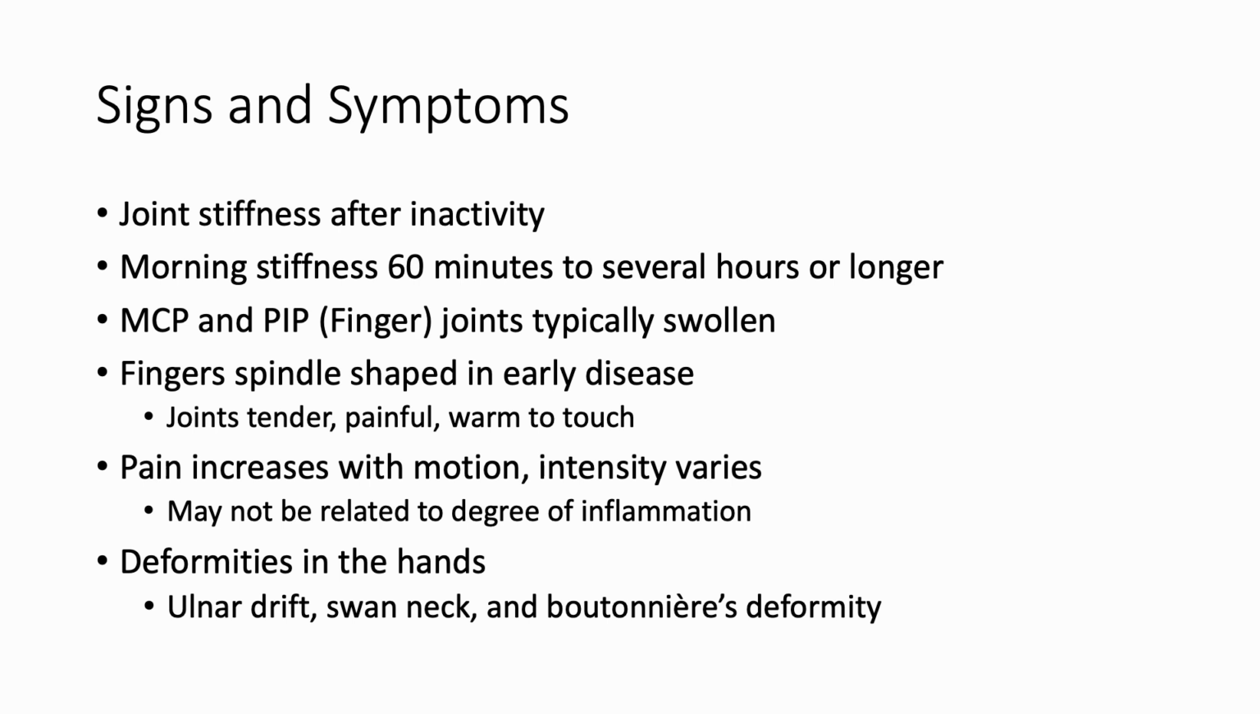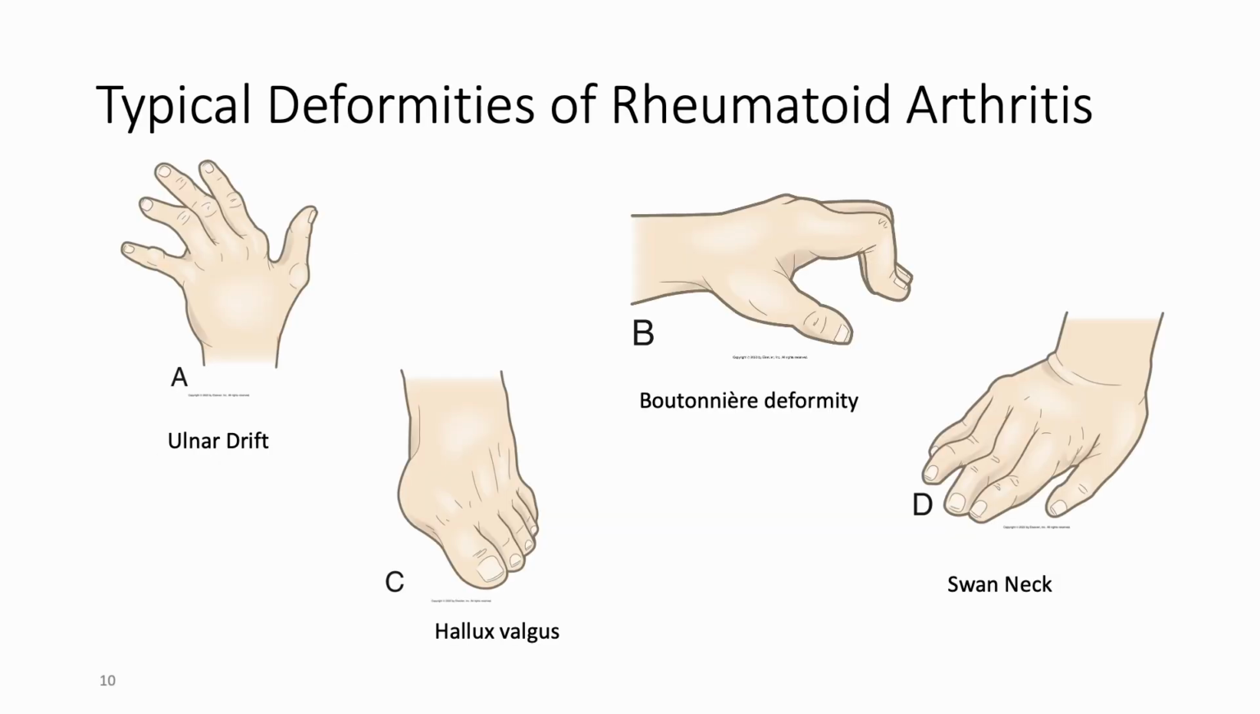Pain can increase with motion, but the intensity varies, and it might not even be related to the degree of inflammation. A patient might have just a little bit of pain, but there is a significant amount of inflammation, and vice versa. You will have deformities in the hands. You can have ulnar drift, swan neck, and boutonniere's deformity. In this picture, it illustrates those deformities.